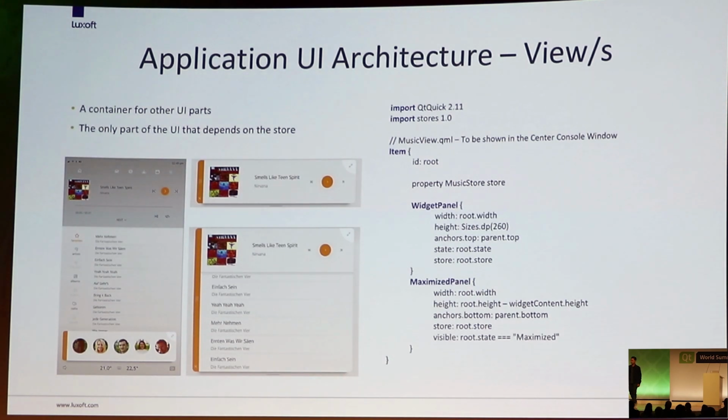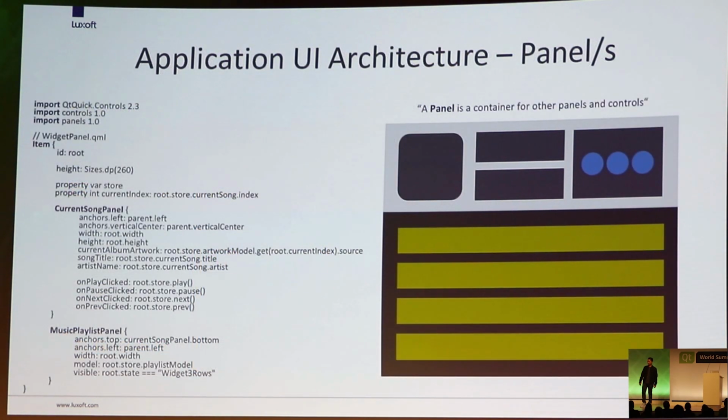And then the view, as in Neptune 3, we have the widgets and then the maximized view. So we separated between the widget panels and the maximized panel. But this is really depending on how you design your user interface. And you see that those panels receive the stores, the data from the view. And then go downwards, there are the panels.